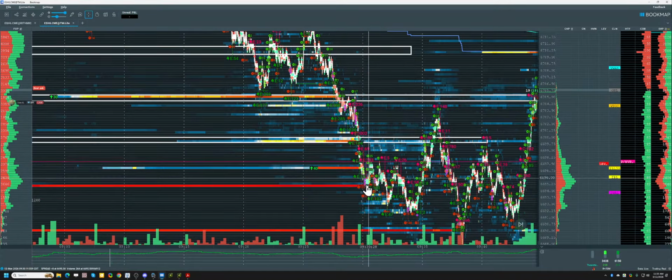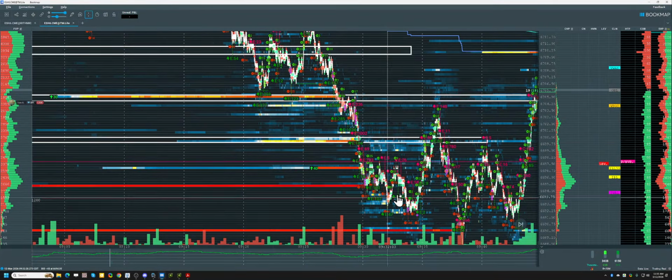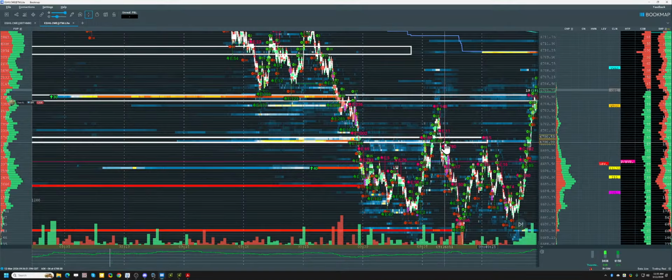Wait a minute, lost my place. 67 is a target, break below. Now, if you got taken out here, you got another entry here, and you're just coming down.